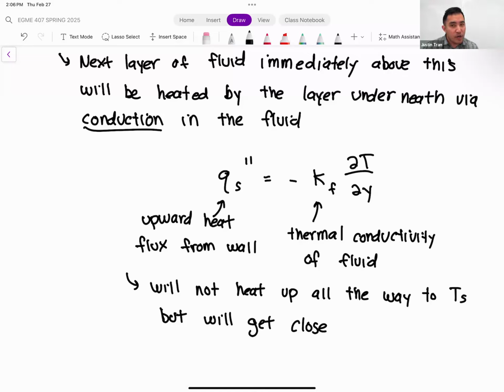All right, and so this phenomenon of each layer of fluid successively heating the next layer is going to continue up until you reach the free stream condition, where the temperature at that point matches the free stream temperature.